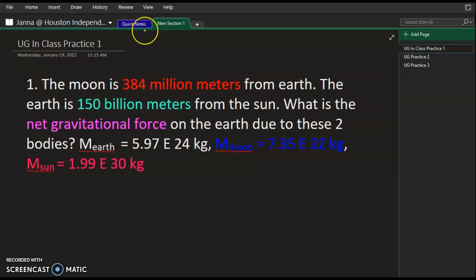The first problem from the PowerPoint is this. The moon is 384 million meters from the Earth. The Earth is 150 billion meters from the sun. What is the net gravitational force on the Earth due to these two bodies?